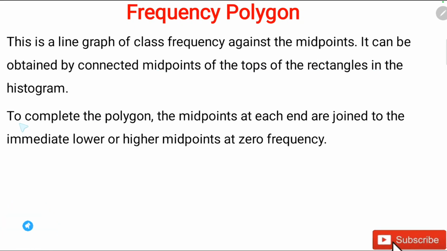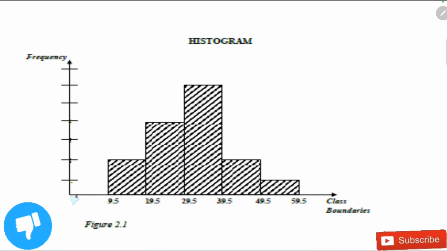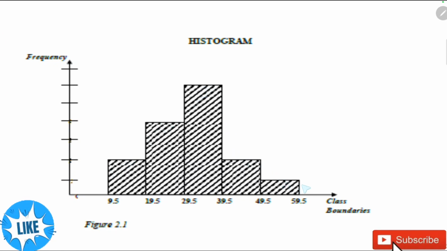So we are saying that to complete the polygon, the midpoint at each end is joined to the immediate lower or higher midpoint at 0 frequency. This is what I was trying to talk about here. 0 frequencies here. So it means that you start from here and then join to the midpoint here, and that midpoint here, there, and then finally end here. Then you can even extend it so that you know that you are actually drawing a frequency polygon. So let's take note of that.